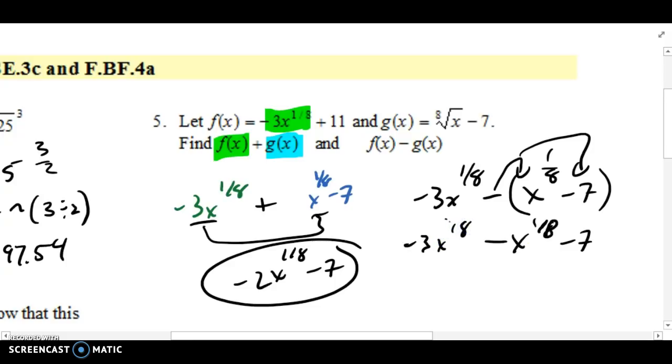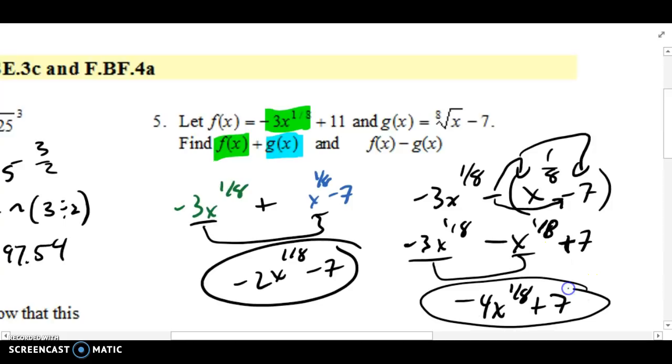And then we end up getting like terms again. So we get negative 4x to the 1/8. And then we have to distribute this, so this becomes a plus. So we get plus 7. Okay. So make sure you understand that when you distribute, I almost made a mistake there because I left it as a minus. When you distribute it, it does change signs, and that's our other answer.